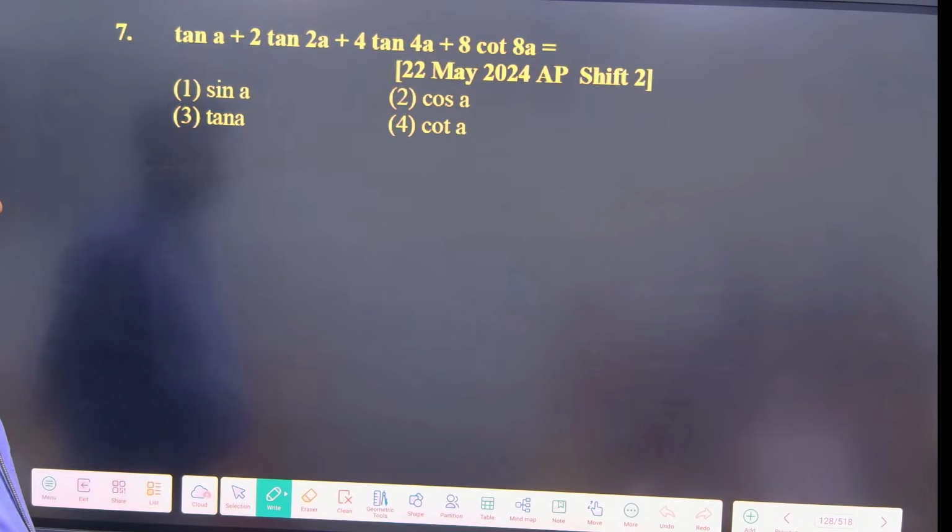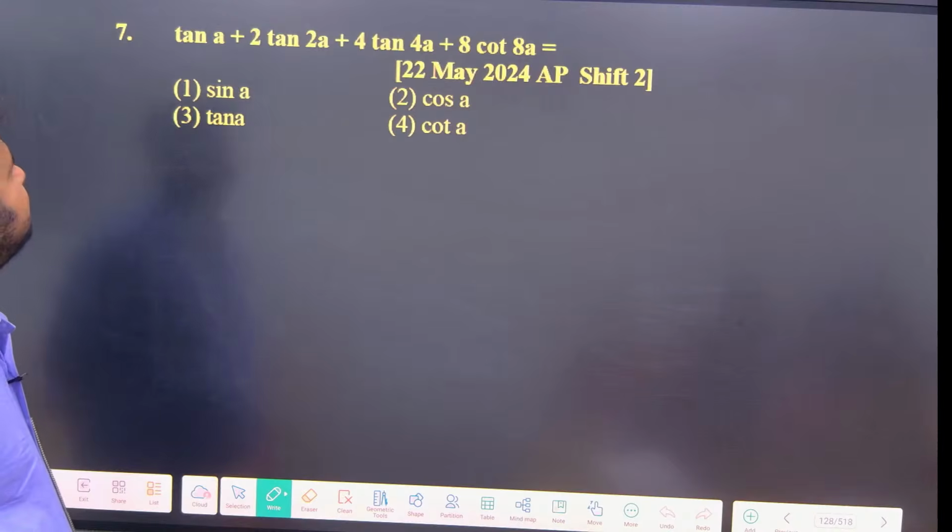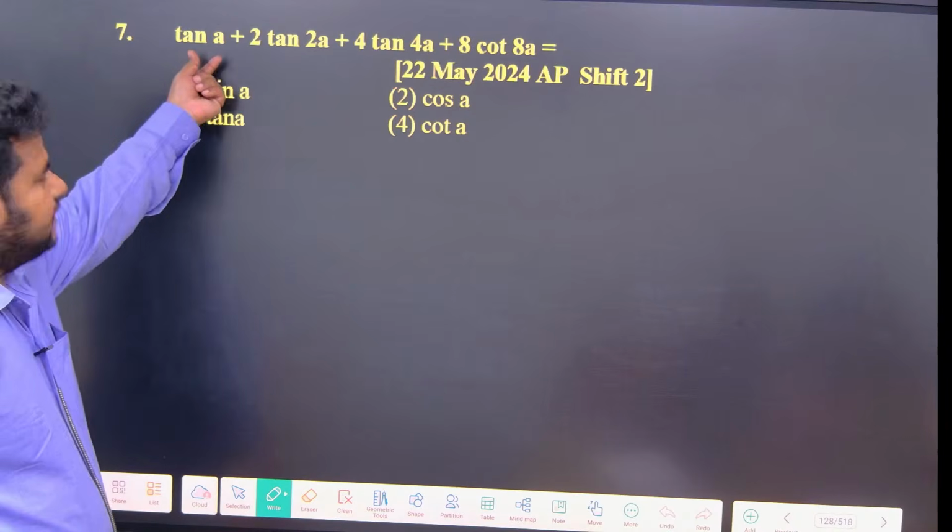Look at this question. Please have a look at this question. Tan A, 2 tan 2A, 4 tan 4A, 8 cot 8A. The answer is what? Cot A. Here A is what? First value? A. The answer is what here?